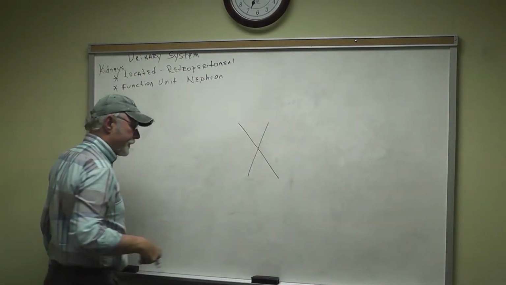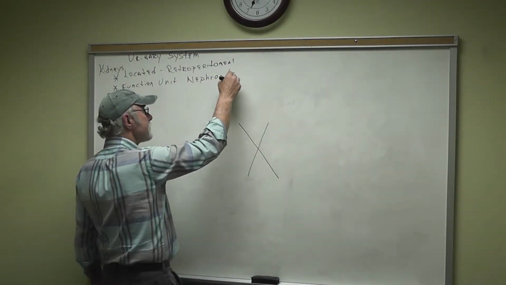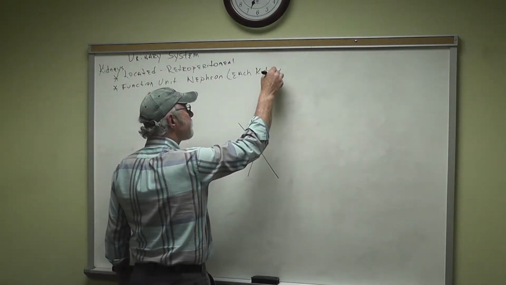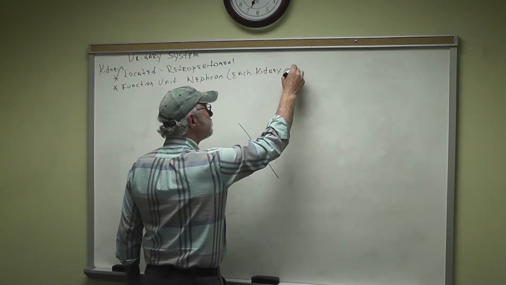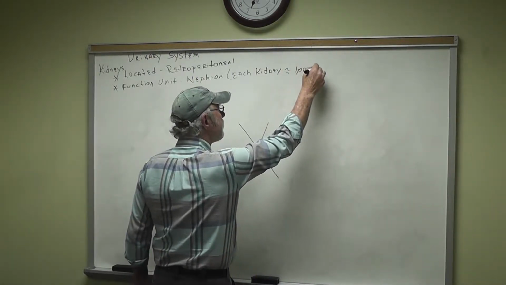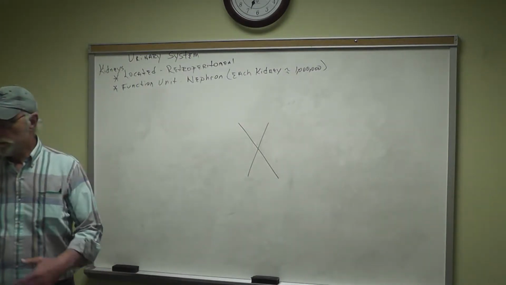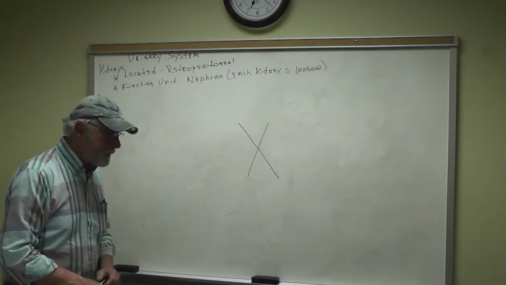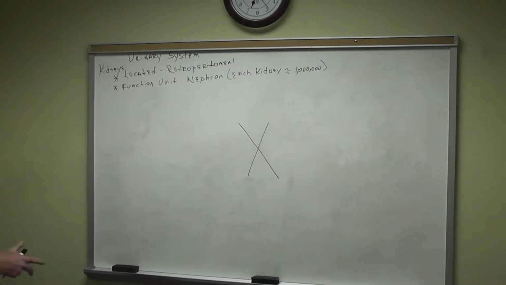And each kidney contains about 1 million of these, give or take one or two. Okay, and these are the units where blood is filtered and where substances that are necessary to maintain homeostasis are reabsorbed back into the blood and or secreted into the tubular fluid, which eventually becomes urine, depending upon the existing conditions of the body.